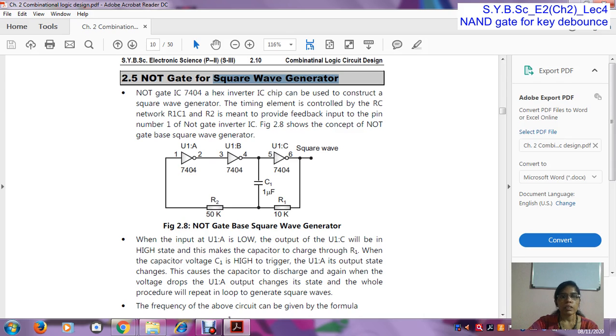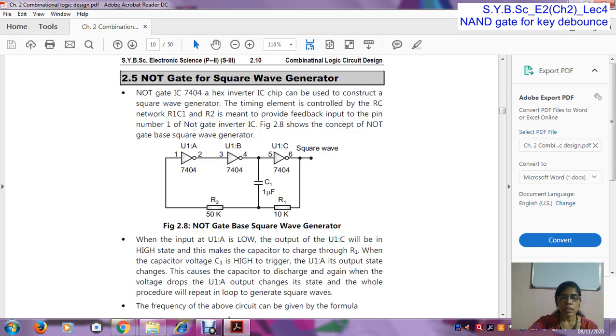The IC 7404, a hex inverter IC chip, can be used to construct a square wave generator. So the IC 7404 is used for the NOT gate, which is used for the square wave generator. The timing element is controlled by the RC network R1 C1. Here in this circuit, the resistor R1 and the capacitor C1 are used to generate a time delay.